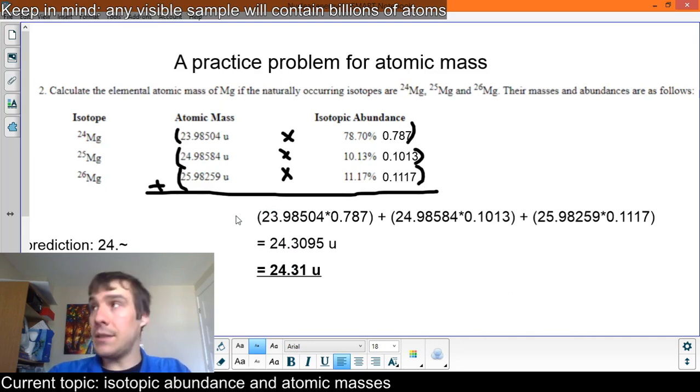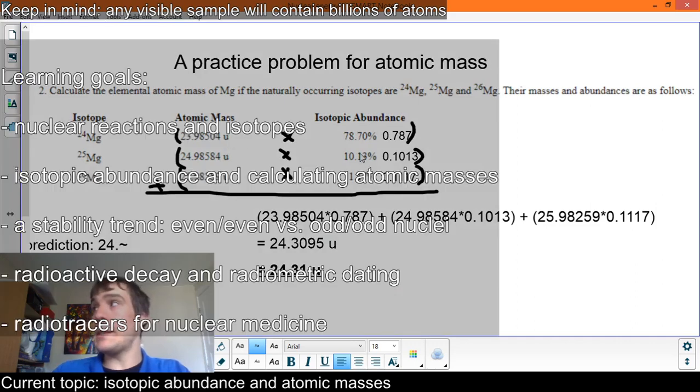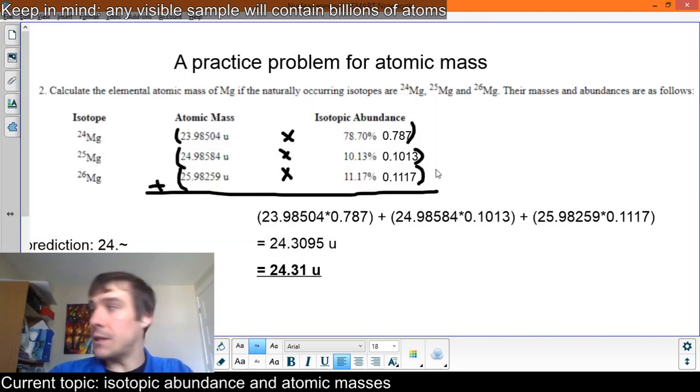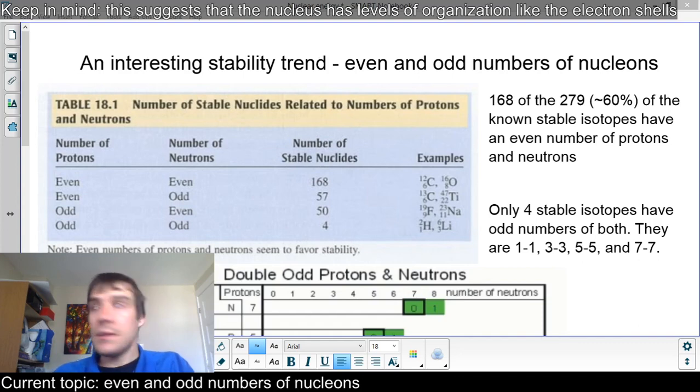Yeah, so that's done talking about atomic masses and calculating atomic masses. Next up, we're talking about this cool stability trend about even and odd nuclei and nucleon numbers. So I'm going to pause. This is a trend that's very, very cool to me, even and odd numbers of nucleons. The reason that it's cool is it suggests that the nucleus itself has levels of organization, kind of like electron shells do. Remember, electrons like to pair up?